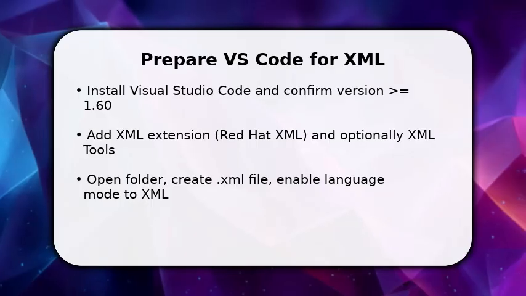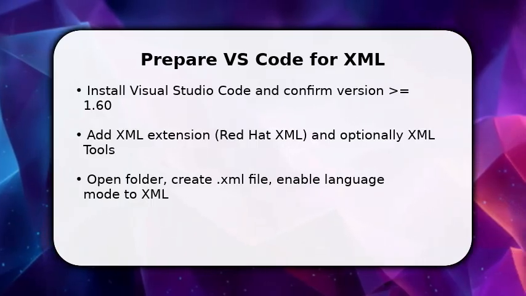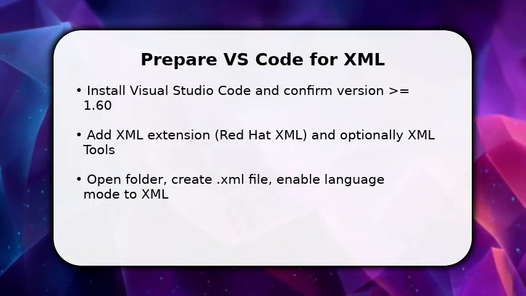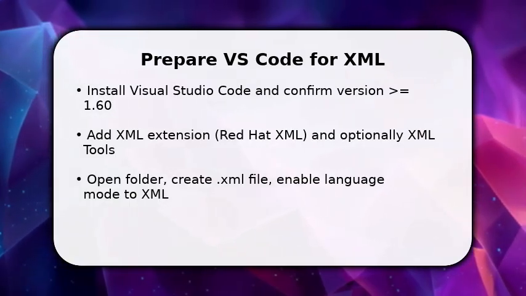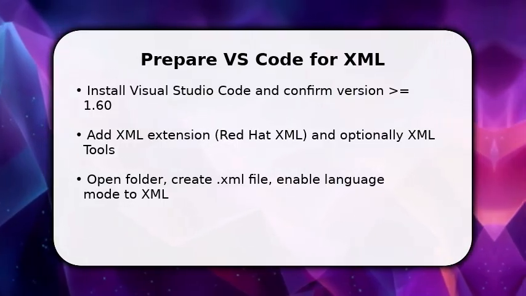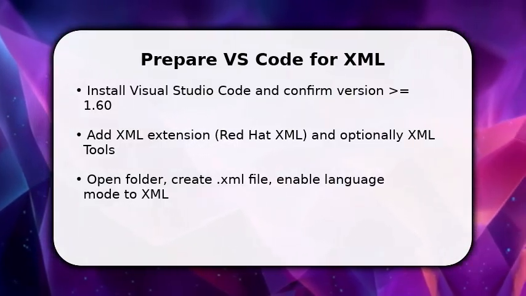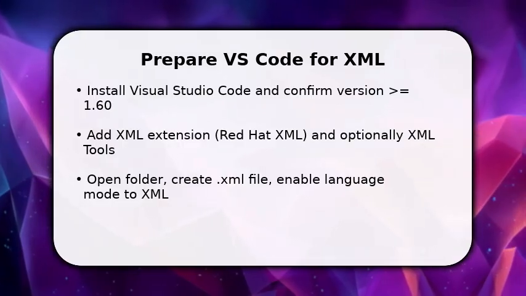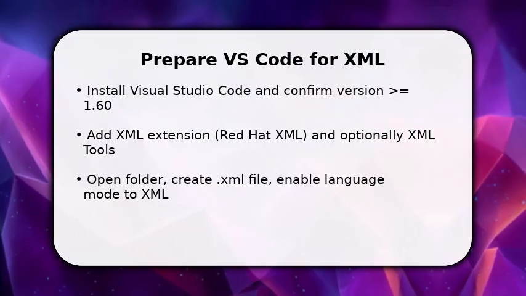Enjoy the video. You start by installing Visual Studio Code and then adding an XML extension like Red Hat XML so the editor understands schemas and validation. Once done, open the project folder and create a new XML file. Make sure the language mode shows XML in the status bar.